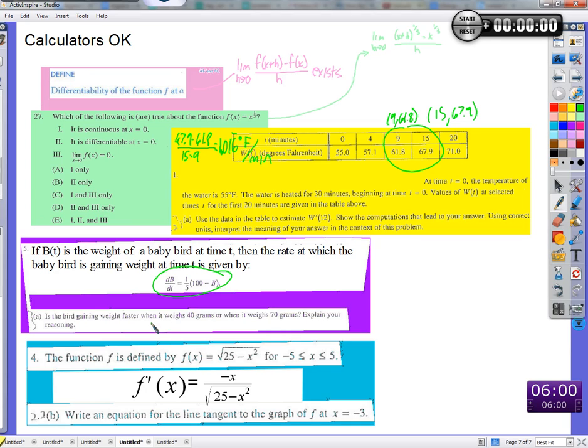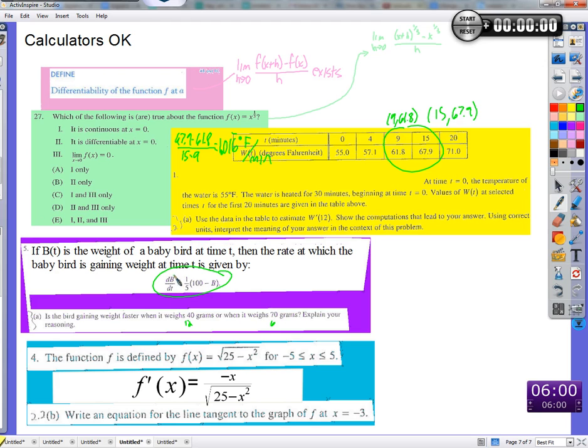Okay. So let's see. Is the bird gaining weight faster when the weight is 40 grams or when the weight is 70 grams? Explain your reasoning. So this b right here is its weight. So just plug it in. Okay, so we put in 40. 100 minus 40 is 60, 60 over 5 is 12. Then 70. 100 minus 70 is 30. 30 divided by 5 is 6. So here we got 12, and here we got 6. When is it gaining weight more quickly? 40 grams. Look at that. It's as easy as that.